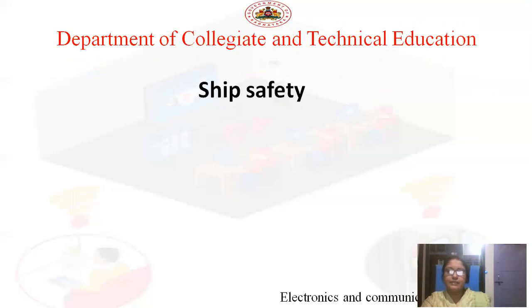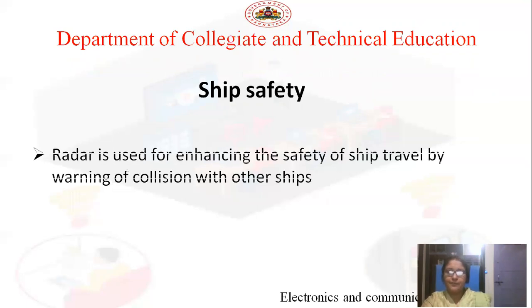The second application is ship safety. Radar is used for enhancing the safety of ship travel by warning of collisions with other ships. This is also the same as ship navigation. It shows the path to the ships such that they travel in the safest path, by giving warnings of collision with other ships or icebergs.